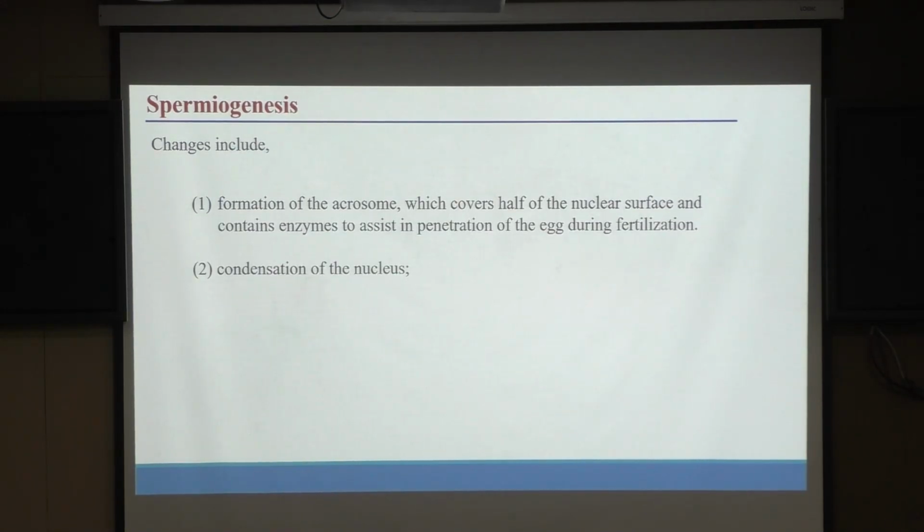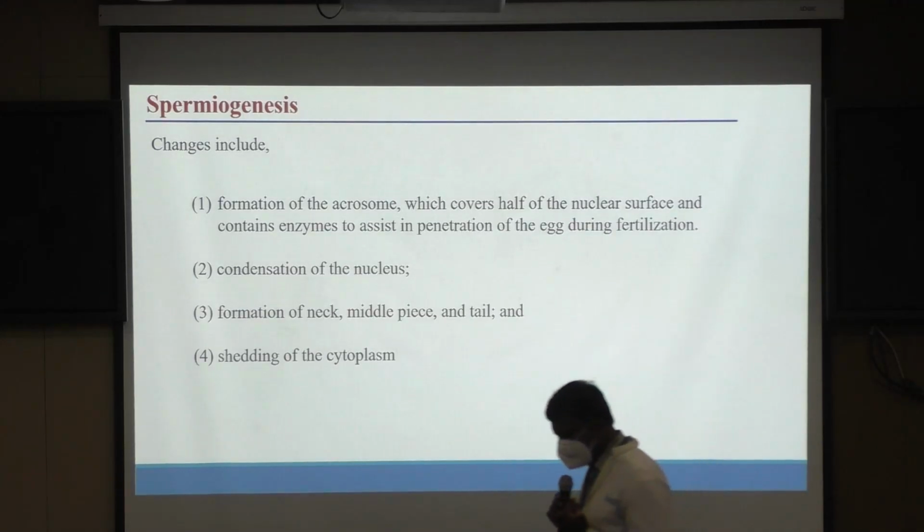Number 2, the nucleus gets condensed. It is called condensation of the nucleus. If you go and read more about the nuclear makeup of the sperm, it will be different from normal cells, how the chromosomes are arranged, all these things. Now, there is a formation of the neck, middle piece and tail, and you have a lot of mitochondria getting organized into this middle piece, and finally there is a shedding of most of the cytoplasm. So these are the 4 changes that happen in the process of spermiogenesis. Number 1, formation of the acrosomal cap. Number 2, condensation of the nucleus.